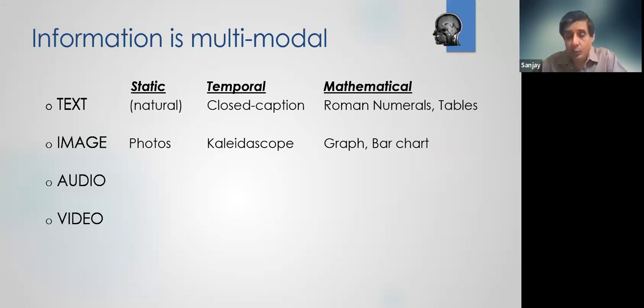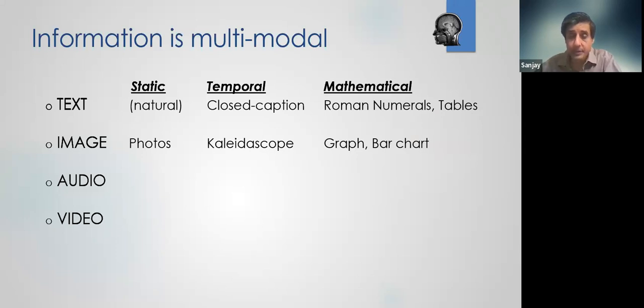But you can have an image where the content doesn't really change, but let's say the colors in the image change. So I chose an example of a kaleidoscope. The actual image doesn't really change, but the color encoding of different parts of the image might change. So something changes, not significantly, but something changes in the image. And the mathematical representations that can be encoded using image form are graphs: a bar chart, a line graph, a pie chart. These are basically images. They're a two-dimensional static image, but they encode information that's mathematical in nature.